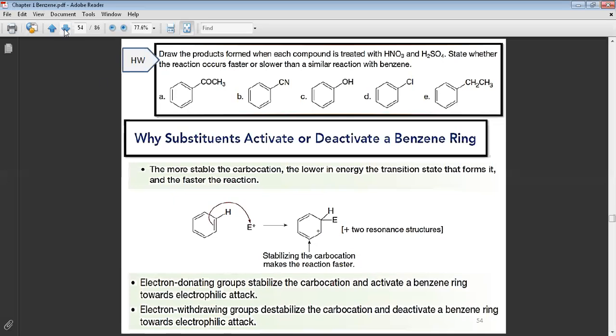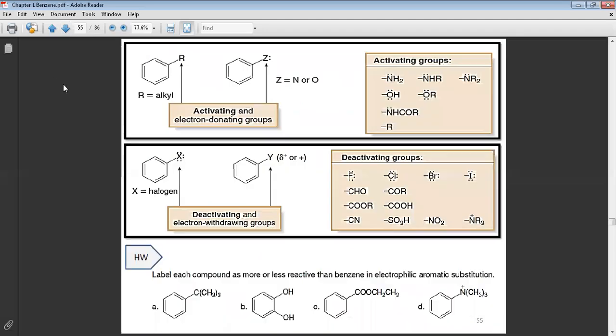Again, a summary. Look, alkyl groups and groups with unshared electrons, like nitrogen and oxygen, are activation, electron donating groups. Halogens are deactivation. And groups with a partially positive or positive charge are also deactivation. Okay, it is clear.